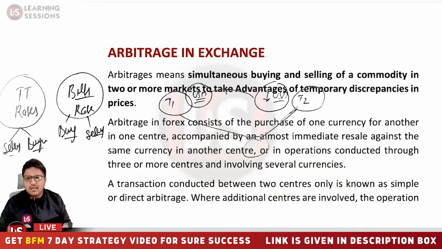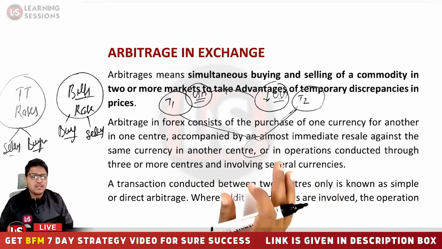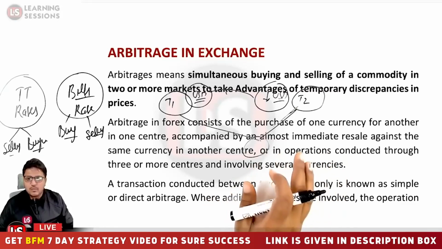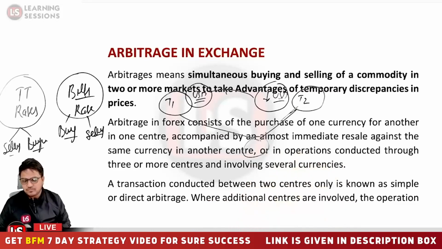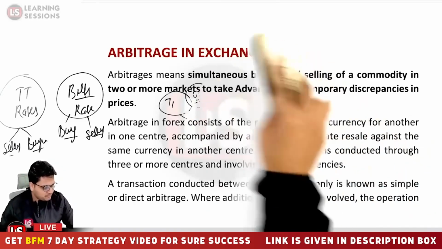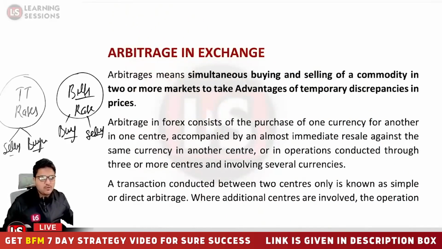So there is simultaneous buying or selling of a commodity in two or more markets so as to take advantage of the temporary discrepancies in the prices itself. That is said to be arbitrage in exchange. Now let's move further.